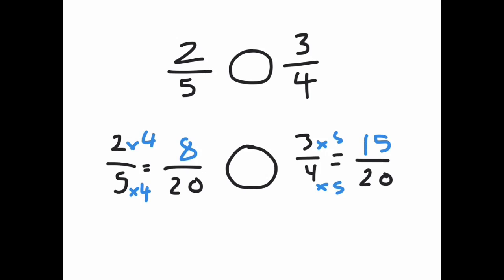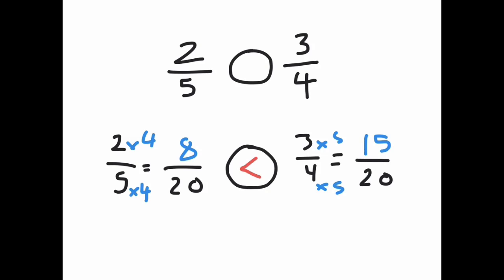The next thing you have to compare then is the numerators. We've got an 8 there and 15 pieces there. So which one has more pieces? Well, we know 15/20 has more than 8/20. So our answer to this might be 15/20 is greater than 8/20.